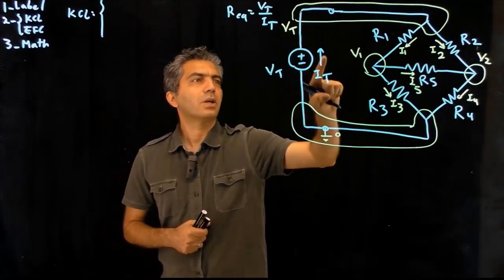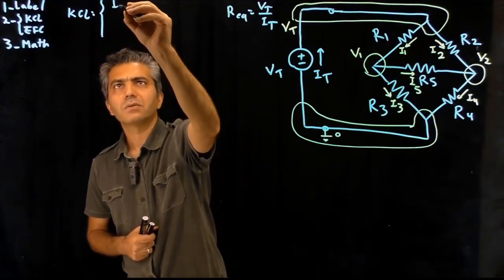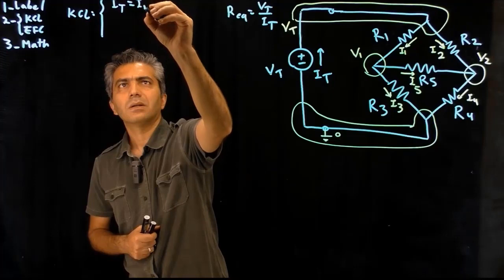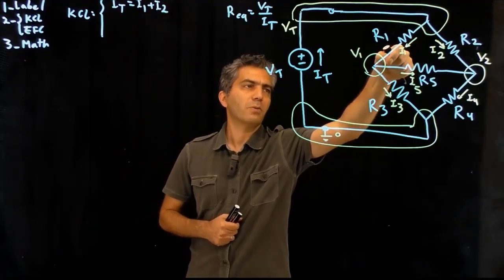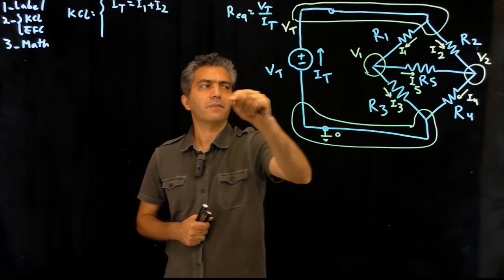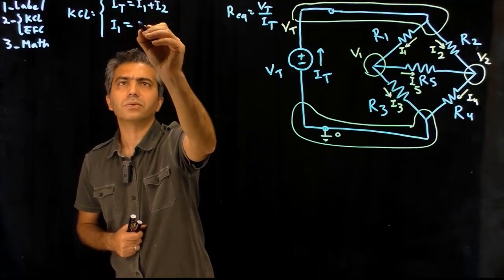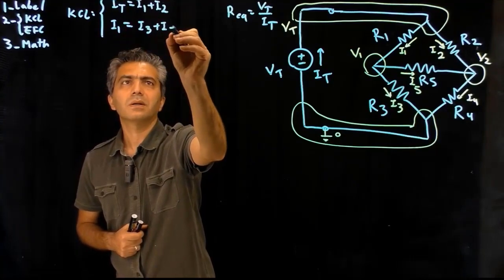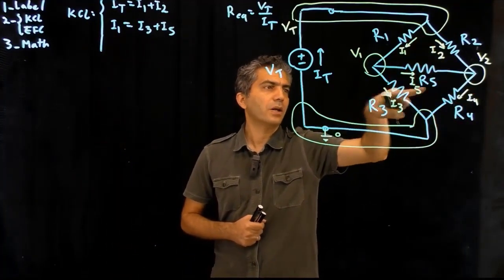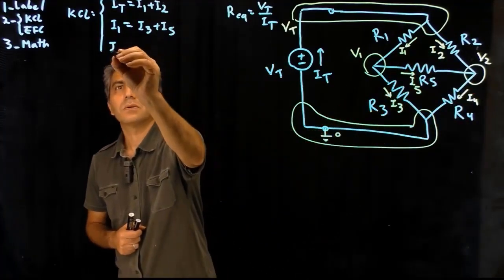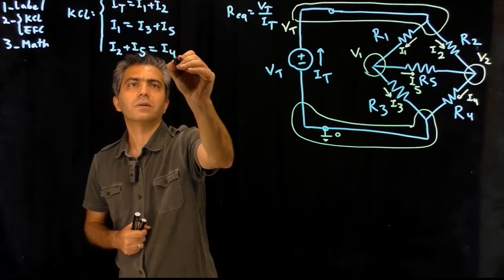So for that node, the current going in is IT. There are two currents, I1 and I2 leaving. So IT is going in, and that's equal to I1 plus I2. For this node, I1 is going in, I3 and I5 are leaving. So I1 would be equal to I3 plus I5. And then finally for that node, current I2 and I5 are going in. So I2 plus I5 is equal to I4 leaving the node.